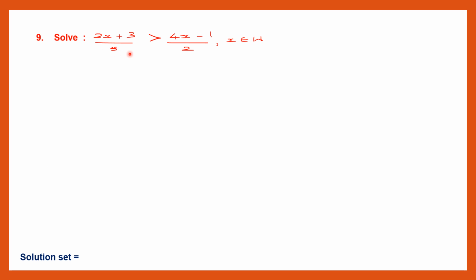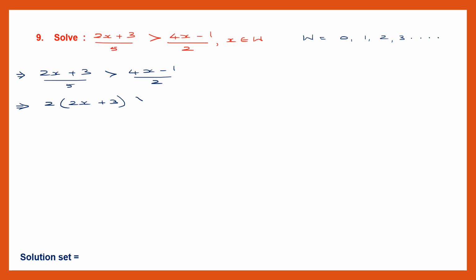Question 9. So here we have 2x plus 3 by 5 is greater than 4x minus 1 by 2 and x belongs to whole numbers. And whole numbers are numbers that begin from 0, 0, 1, 2, 3 and so on. These are whole numbers. So let's simplify this now. So here let's cross multiply. I'll take 5 to the side and 2 to the side. So this will become 2 into 2x plus 3 is greater than 5 into 4x minus 1.